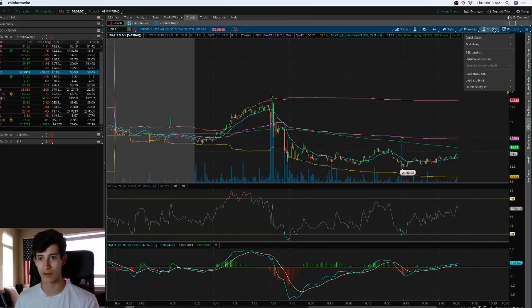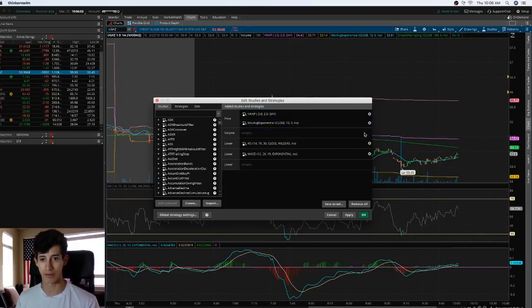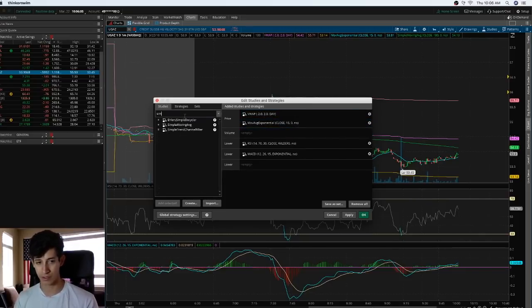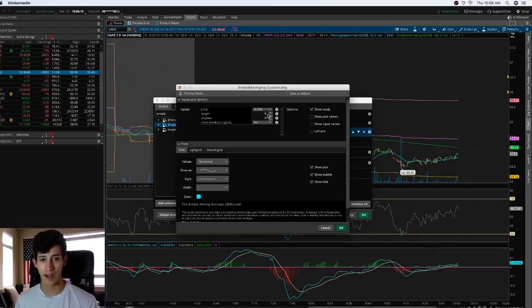So the first thing you have to do is click on Edit Studies on the TD Ameritrade Thinkorswim platform. I'm actually going to remove it, just like this, and then I can search for it. So it's simple moving average. You can see it's that second one that pops up. I'm going to double click, or I guess I just have to add it to the chart. There we go. I can double click it, and then click on the little setting option right here, and it says the length.